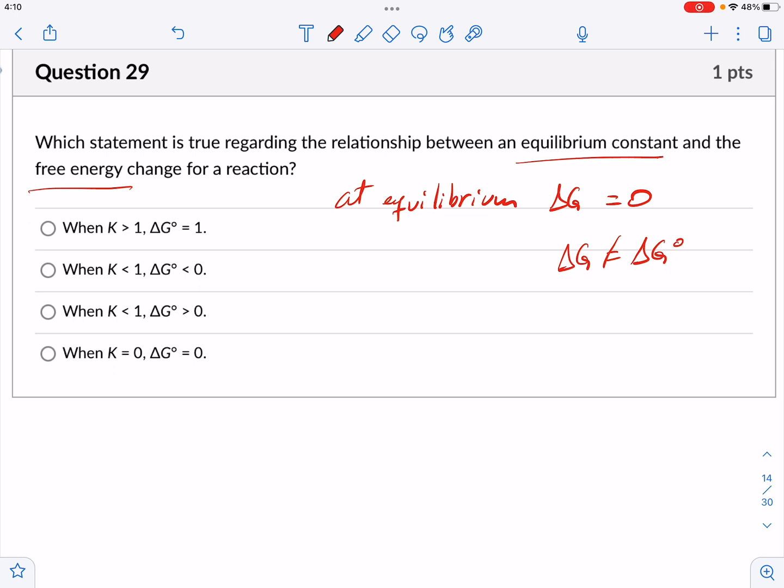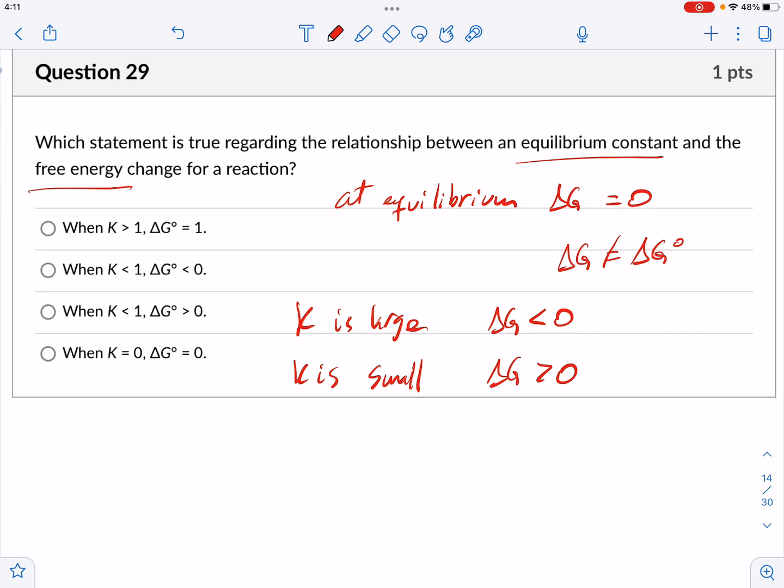But the thing is, depending on the value of K, you can establish a relationship with delta G, correct? So if K is large, then the reaction as written is favored in the forward direction, and that means delta G is less than 0. And if K is really small, then the reaction is favoring the reactants. In other terms, you can say that the reaction is non-spontaneous in the forward direction, and delta G is greater than 0.